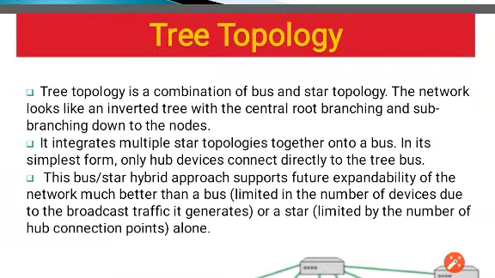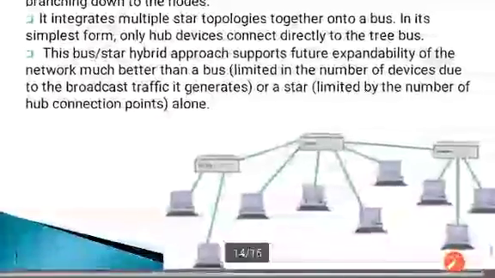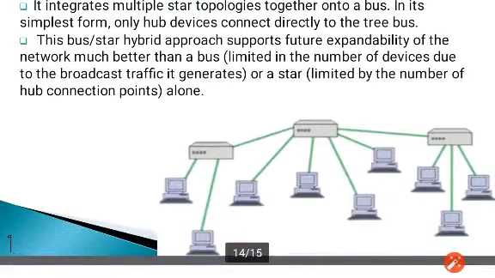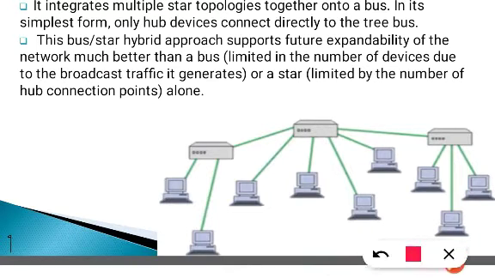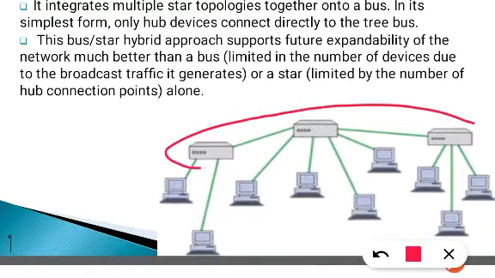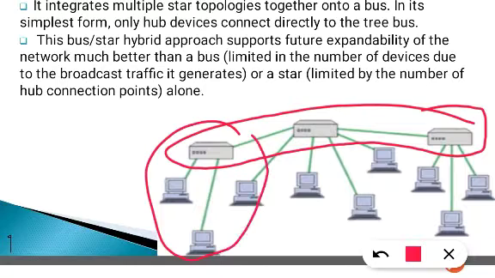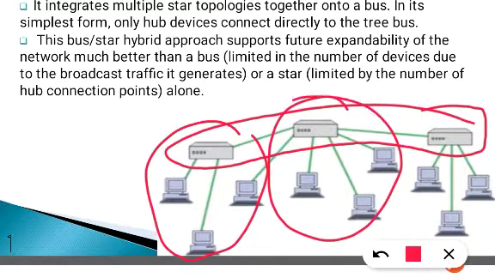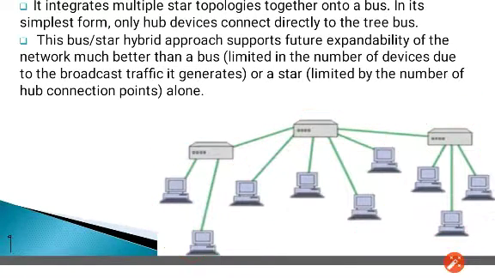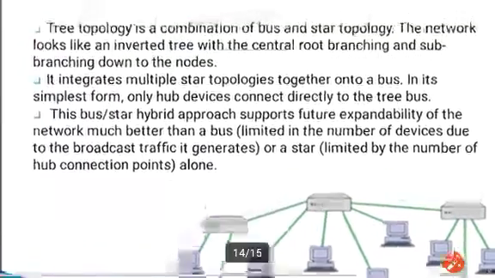Tree topology is a combination of bus and star. You can just see the figure over here. It is just like bus and star. How come? If you connect these three, if we just consider these hubs, these are just bus, and this is a star one, right? So hope you have understood why it is a combination of star and bus.